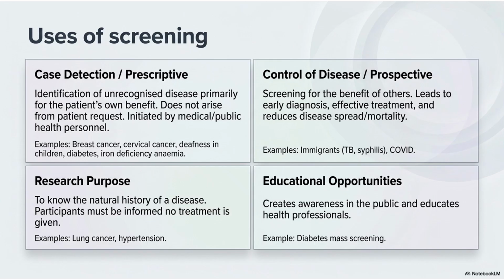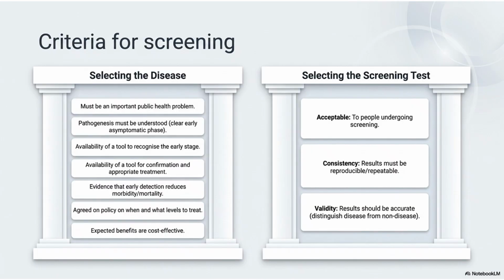But after the screening test comes out positive, they will have awareness that diabetes is increasing, and that some people we know are also detected with diabetes; they will understand. So this will create awareness in the public, and educates health professionals about the disease burden in different places. Example, diabetes mass screening, as we discussed. And now we will see what are the criteria for a screening test.